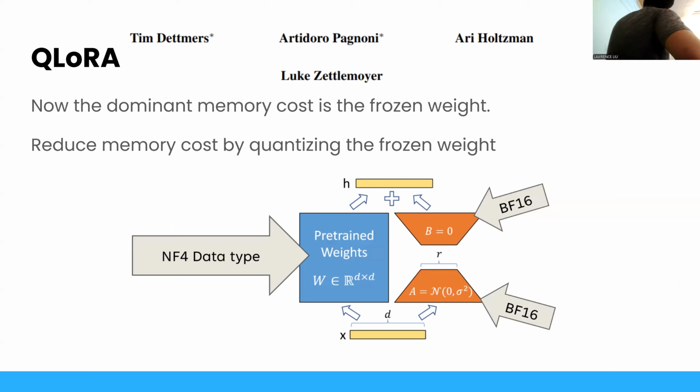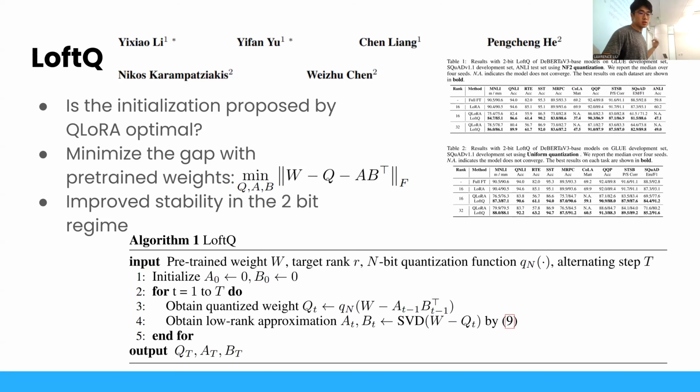So the first paper, which is called QLoRA by Dettmers et al., they just straight up quantize the frozen weight matrix. This reduces the overhead significantly. The question is, can we do this better? So this is what LoftQ does.